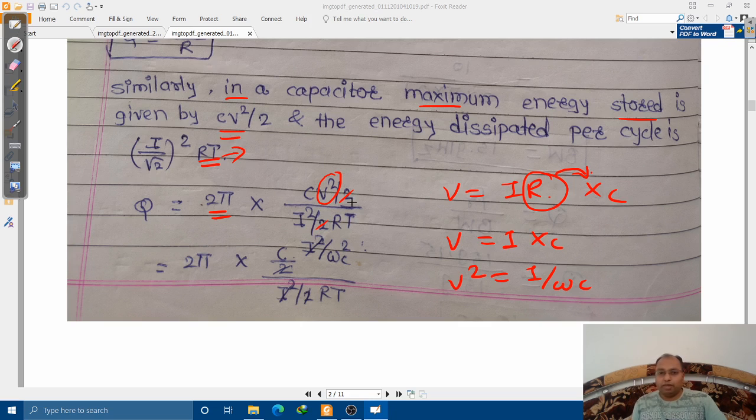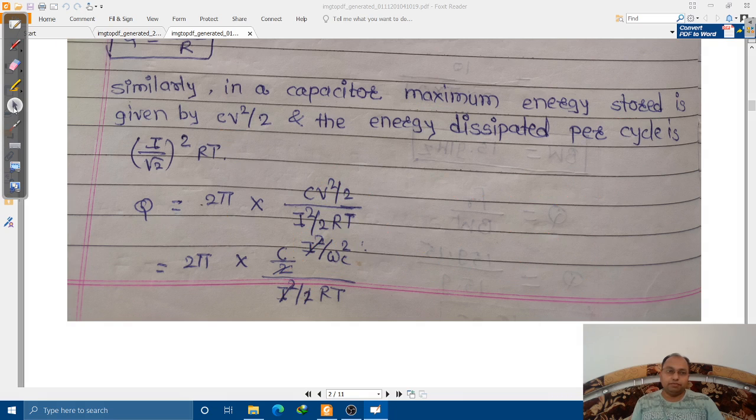This has to be squared, so we insert the square. Instead of V square, we have inserted (I divided by omega C) bracket square, which becomes I square divided by omega square C square. One C we can cancel out with the other C. I square is cancelled with this I square, and this 2 is cancelled with the other 2. Now let us check further.